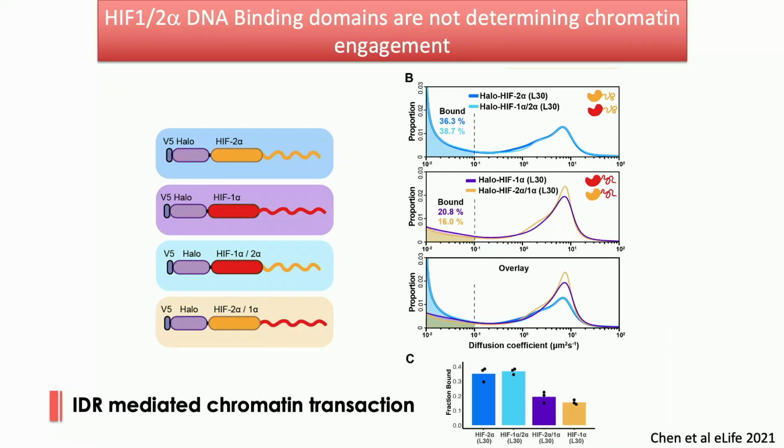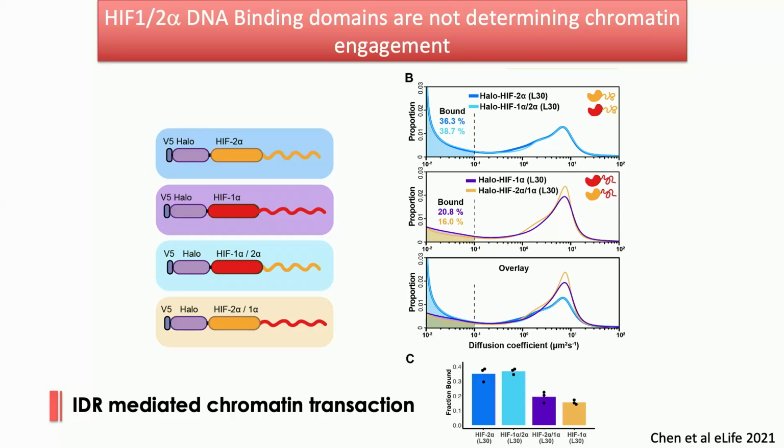And so Yu Chen in the lab, who published this work a few years ago, realized that these factors are typical factors. They have a DNA binding domain and they have an activation domain, this low complexity domain, this IDR. And so she labeled them with Halo tags to be able to track them. And so she realized that HIF2 alpha has a bound fraction of about 35 to 40%, so it's really a lot of it is bound to chromatin. But HIF1 alpha only has about 15 to 20% bound to DNA. So the binding to DNA is completely different.